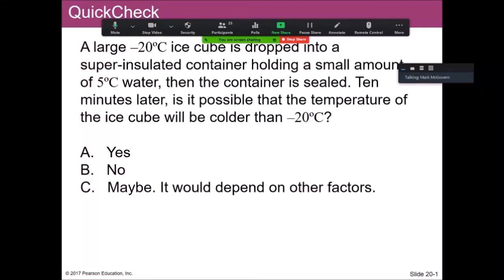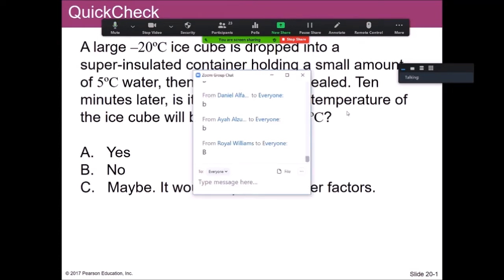We have a large minus 20 Celsius ice cube. Ooh, that's some cold stuff. It is dropped into a super insulated container holding a small amount of 5 Celsius water. The container is sealed. 10 minutes later, is it possible the temperature of the ice cube is colder than minus 20 C? What do you think about this?